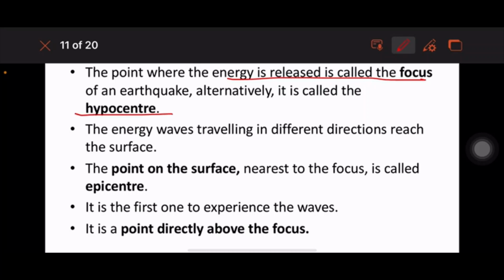The energy waves traveling in different directions reach the surface. The point on the surface that is nearest to the focus is called the epicenter. The epicenter is the first one to experience the waves. It is a point directly above the focus.